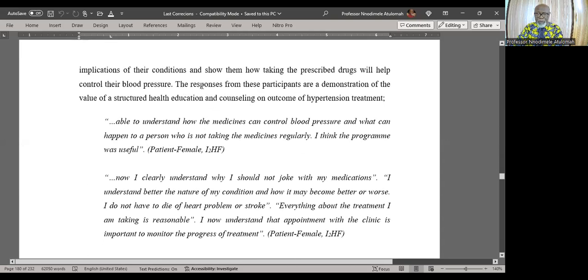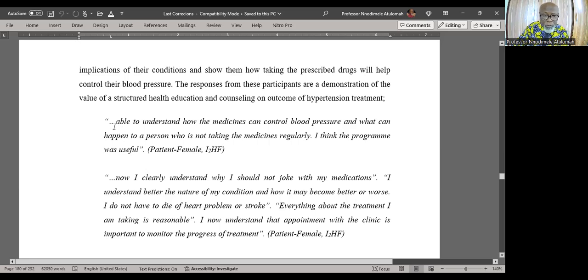So here we say the responses from these participants are a demonstration of the value of a structured health education and counseling on outcome of hypertension treatment. So this is the direct speech. It's a quotation; we call it a memorable quote. This is a quotation from a female patient. We did not put names; we can give codes, like patient, female.